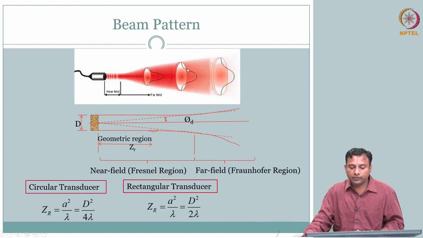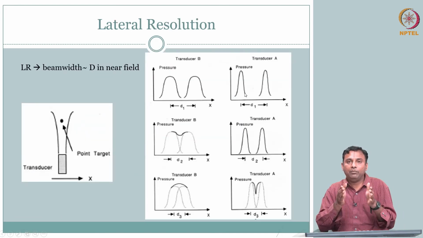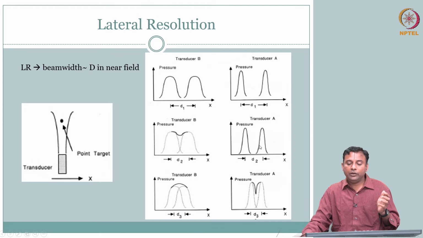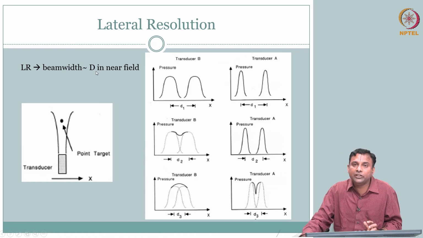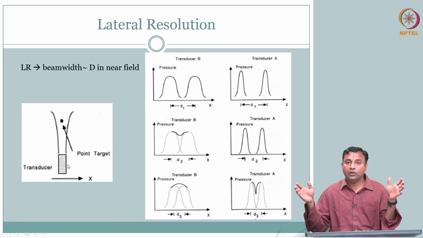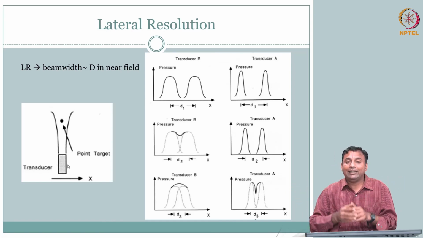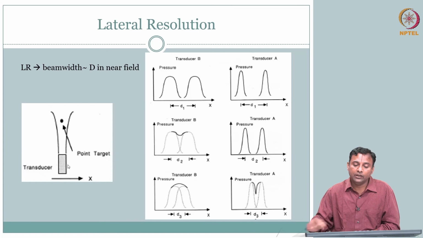This is what we are plotting. When it is a narrow beam, the ability to separate in the lateral direction becomes better. So your lateral resolution is better. Clearly you can see that D, your transducer aperture, plays a role in the lateral resolution. In the axial resolution, it is the pulse length. Therefore it becomes very important to understand this beam width.